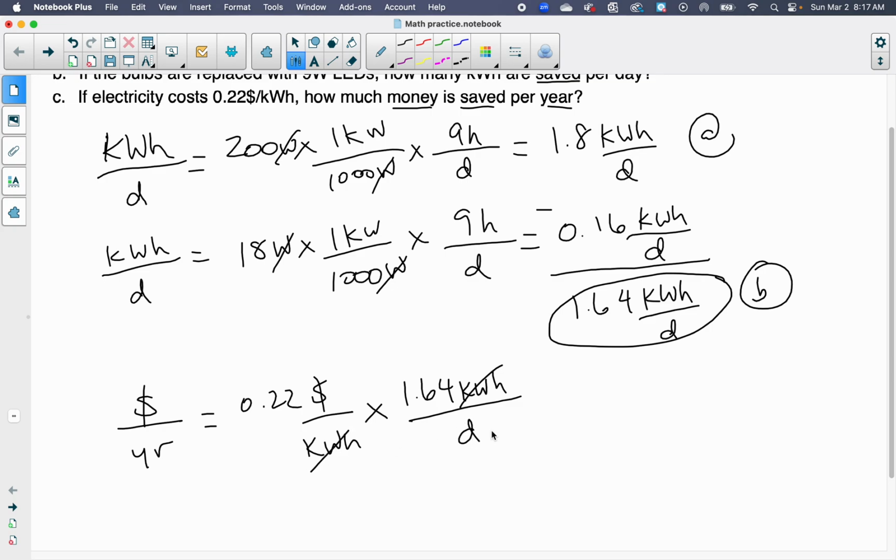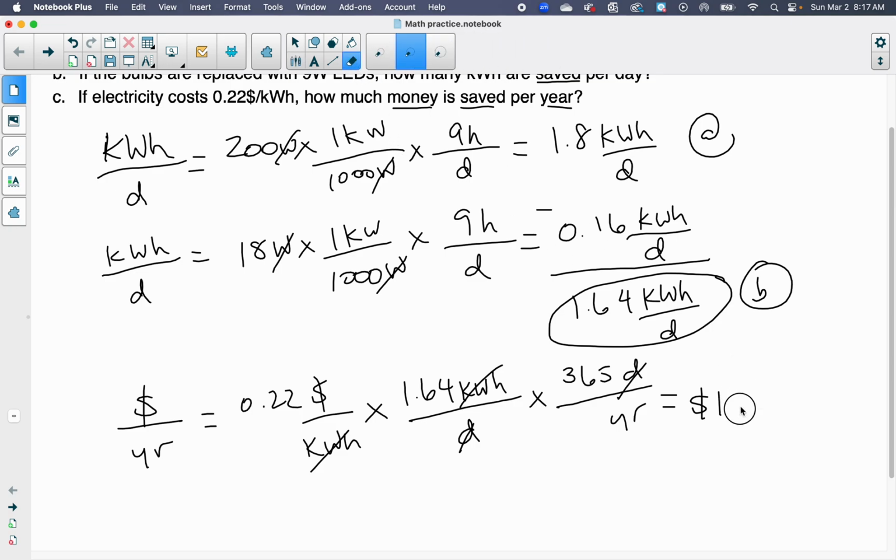But now I still have a unit I don't want. So let's get rid of that as well. And if I get rid of that with the number of days in a year, assuming that's on all year, then I am left with my units that I want, and I can simply solve for that and get 131.69 saved per year, which is pretty good. There's a reason why we want to get rid of these old inefficient bulbs and replace them with the newer ones.